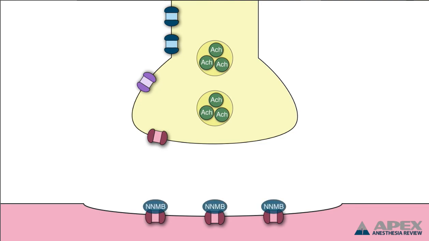What about non-depolarizing neuromuscular blockers? These agents occupy the nicotinic receptor and prevent acetylcholine from depolarizing the myocyte. This process is called competitive antagonism.